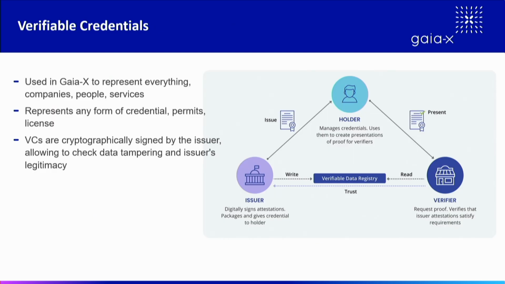So, next subject, verifiable credentials. It's already been talked about this morning in the Evan presentation. It's the same thing, I hope it was clear this morning. Otherwise, it's used in Gaia-X to represent everything from companies, people, services. It also represents any form of credential or permit or license. And the most important part is that these are cryptographically signed by the issuer, so you can check the integrity of the data, that it is not being changed, and also the legitimacy of the issuer.